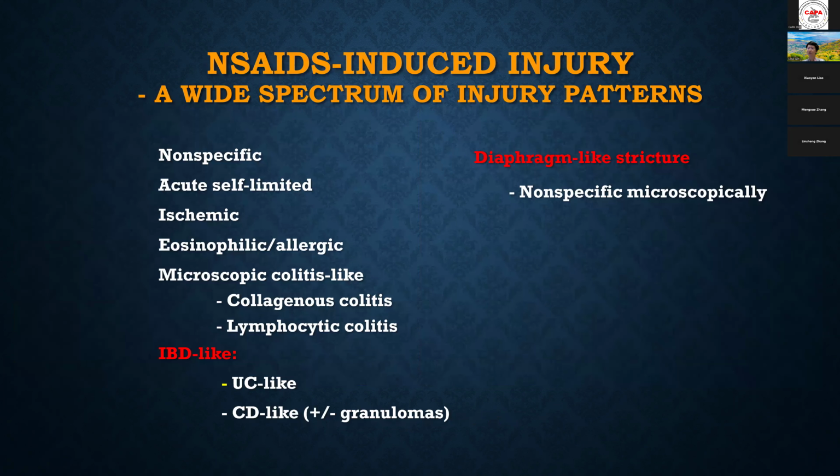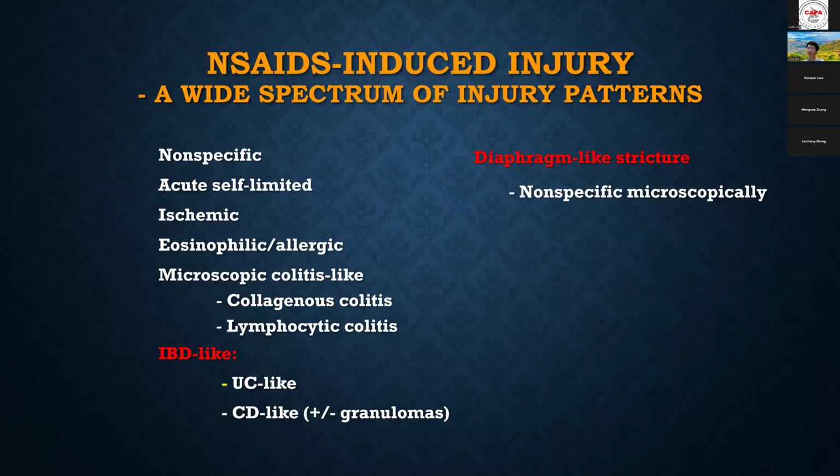And now we move to drug-induced injury. First is NSAID. NSAIDs can induce a lot of GI symptoms and a lot of injury patterns, including non-specific, acute self-limited, ischemia, eosinophilic, microscopic, IBD-like, right? And they can also cause a stricture, a so-called diaphragm-like stricture, which clinically may mimic Crohn's disease.